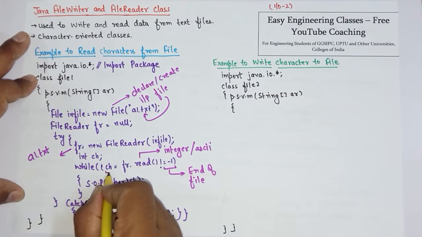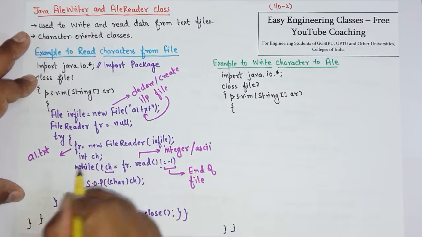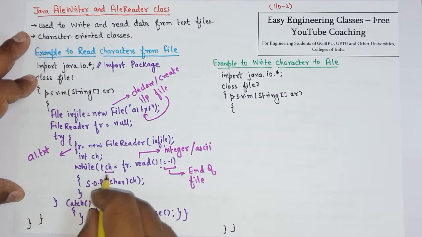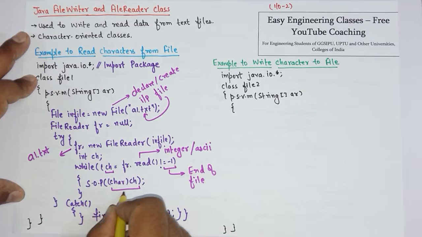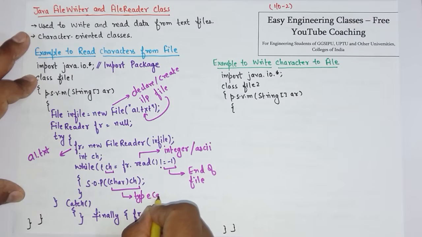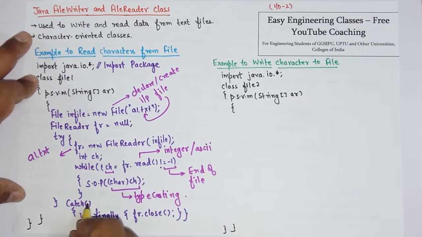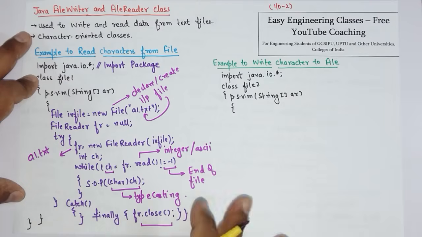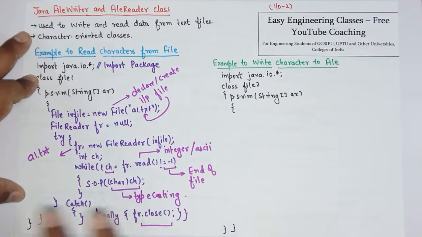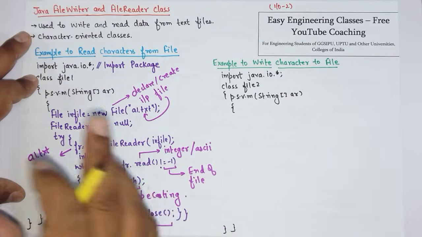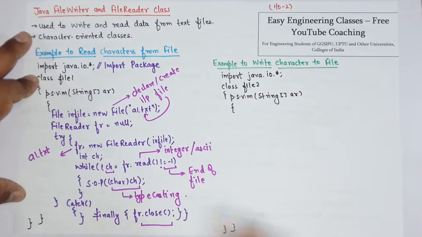So now ch actually contains the ASCII value or the integer value. To print that ASCII value in the form of a character, I am typecasting this with the help of char. So this is actually the typecasting. After that you have to write the catch block, and finally close it using its object. So this is how actually we are reading content or characters from the file.